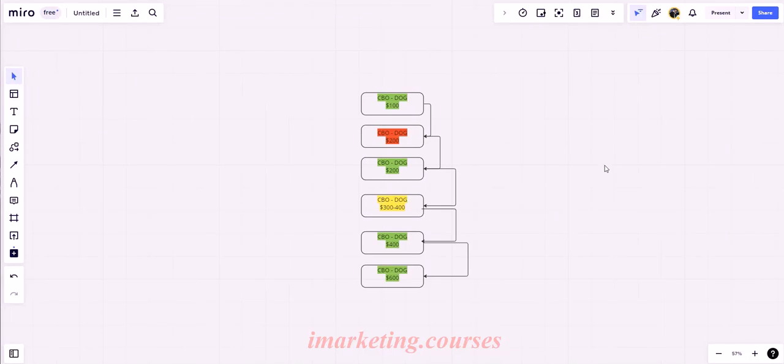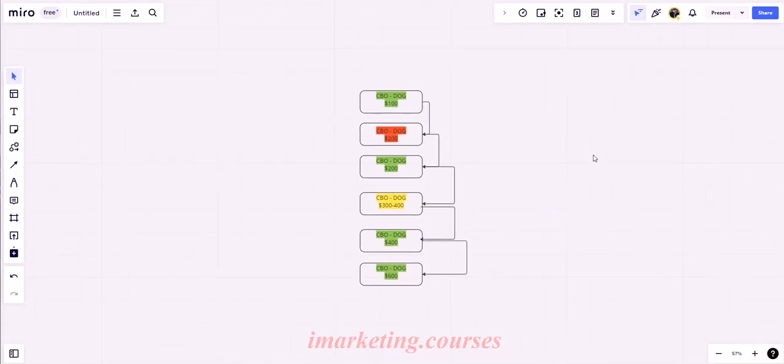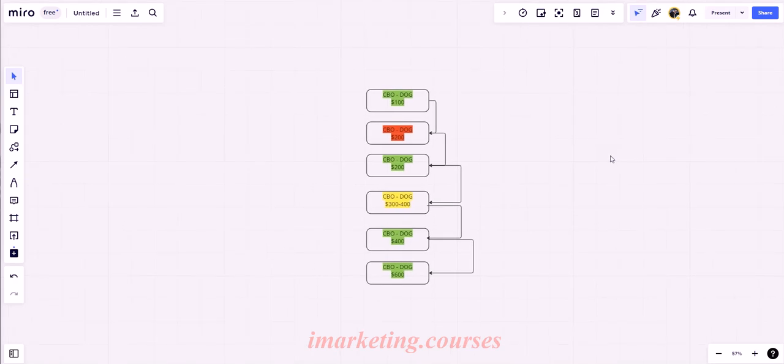All right, so this is a pretty simple scaling strategy. It's actually the easiest scaling strategy and the most profitable scaling strategy. The simple things on Facebook actually do work. But yeah, I'm going to go do the scaling strategy.